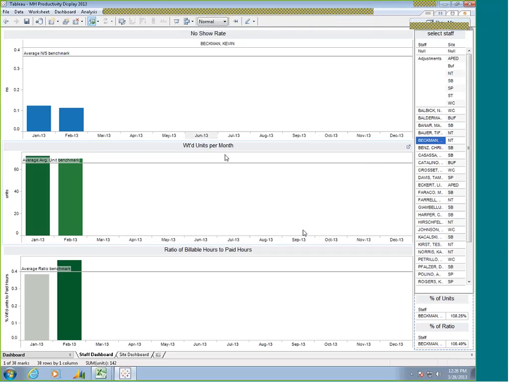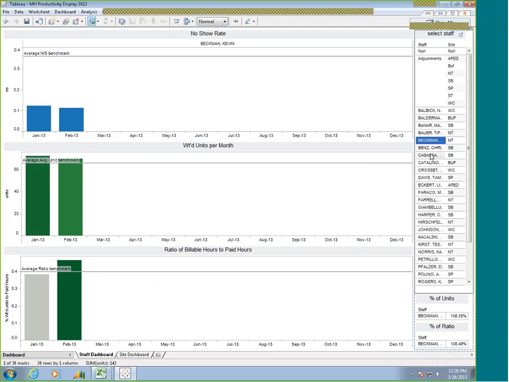You'll see in a very small footprint here what I'm able to show is somebody's no-show rates against their benchmark. I can show them the weighted units of service per month against their benchmark. And I can show them the ratio of billable hours to paid hours against their benchmark, and I can show them that for each month. I can also show them the percentage of units on a year-to-date basis. I can show the percentage of the ratio on a year-to-date basis.